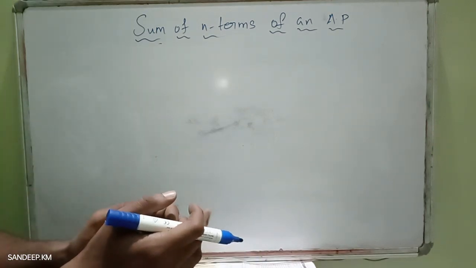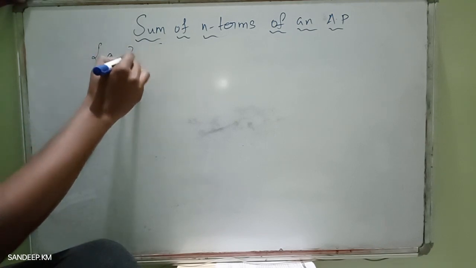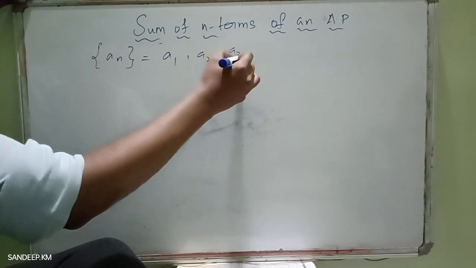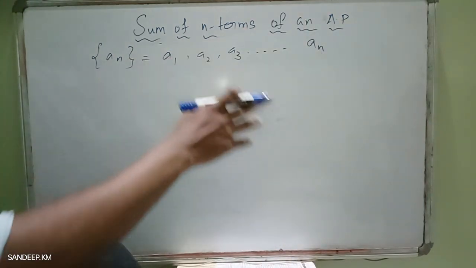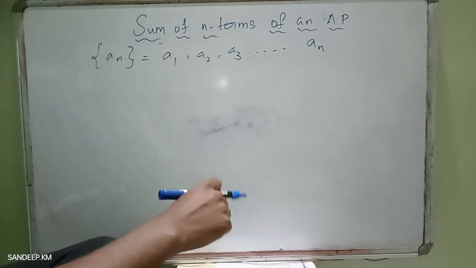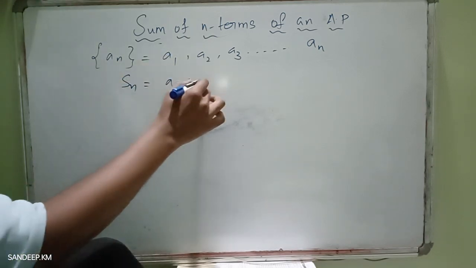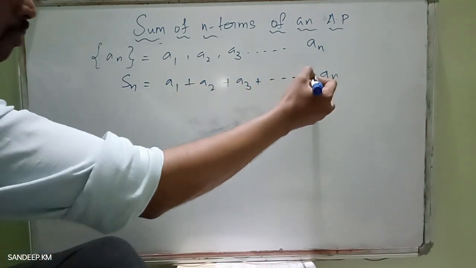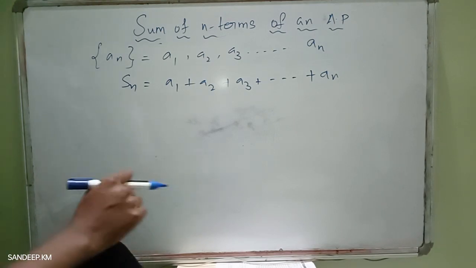Now let us consider an AP given by a1, a2, a3 and so on up to an. The first term, second term, third term and so on, nth term. Here the sum of n terms means a1 plus a2 plus a3 and so on up to an. So let us derive a formula to find the sum of n terms.